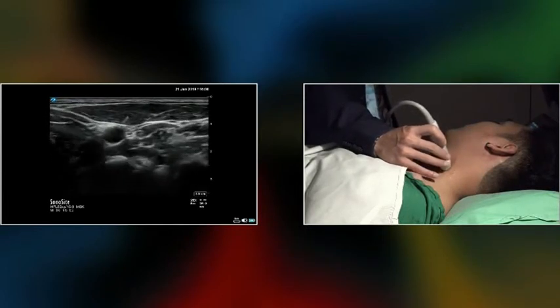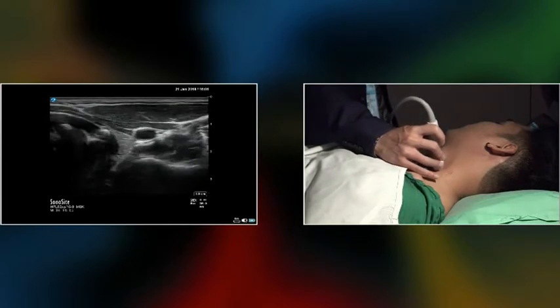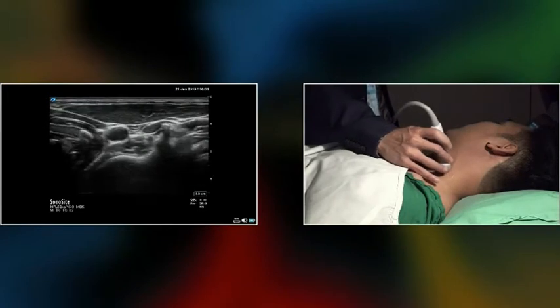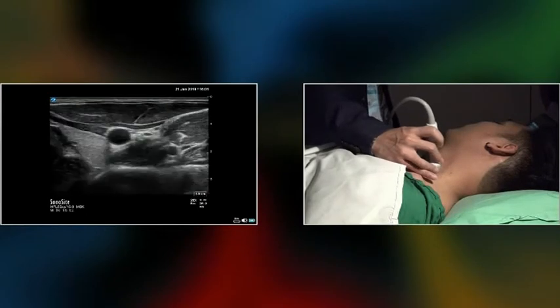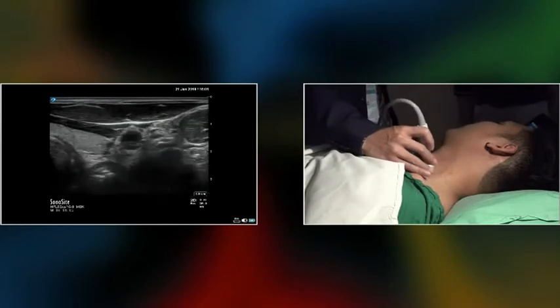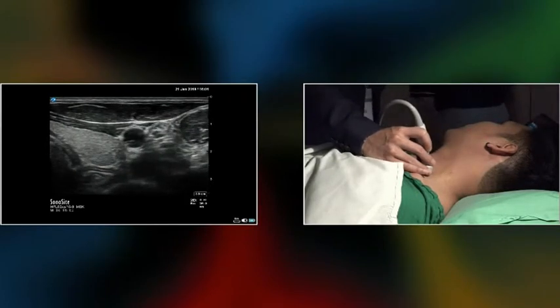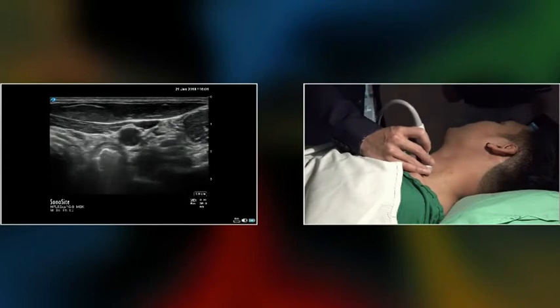When you arrive at the C6 level, you can move your probe more medially, and this is the left side, so I have to show you the esophagus. Where is the esophagus? Here. Can you ask him to swallow? Swallow. Okay, you can see that the esophagus is moving.